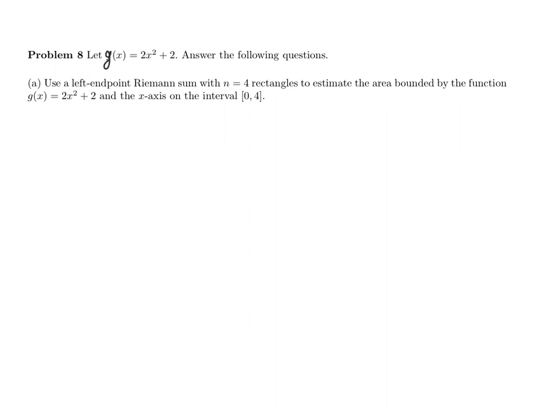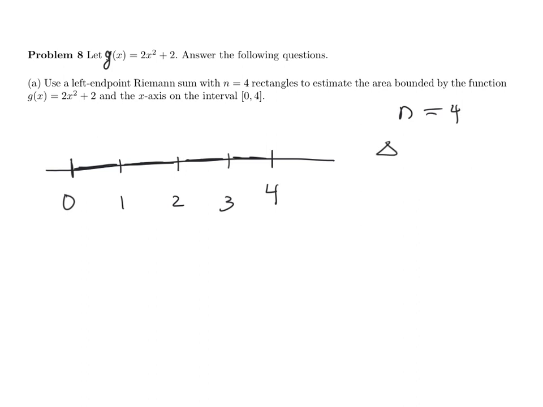Instead of overcomplicating this by drawing an exact picture of 2x squared plus 2, I'm going to draw a number line. So here is 0, and here is 4. That is this interval. We'd like to divide it into 4 rectangles. And there's a very easy way to do this. You can count by 1. So 1, 2, 3, 4. That's 4 rectangles.